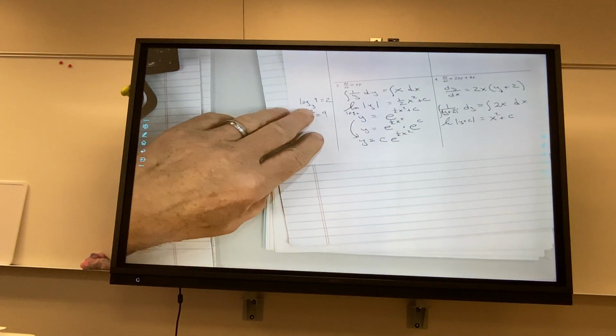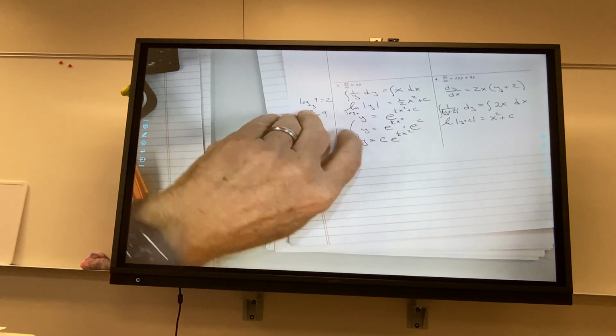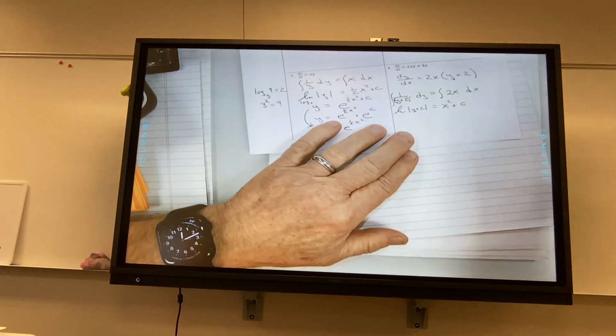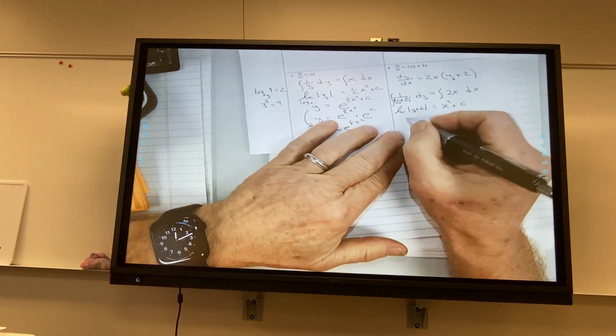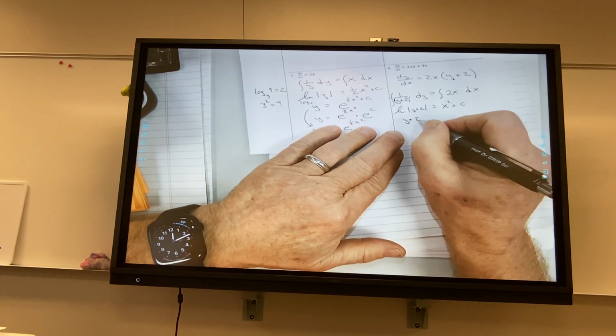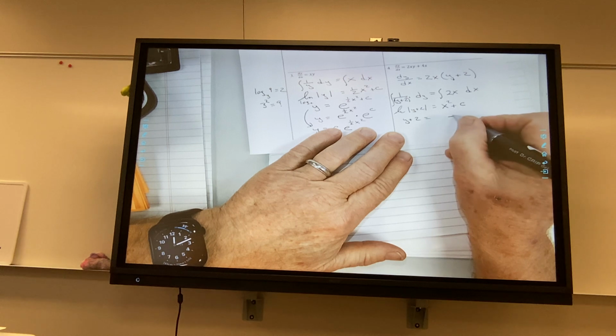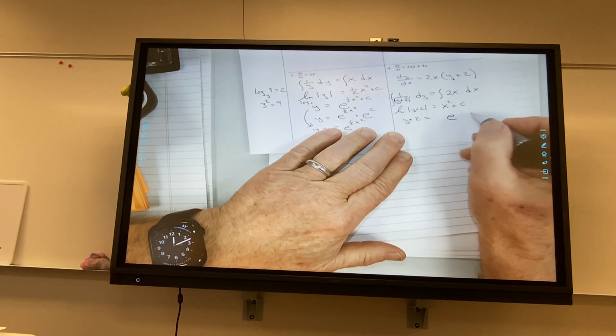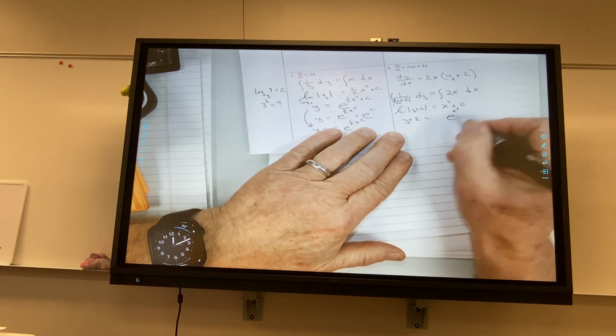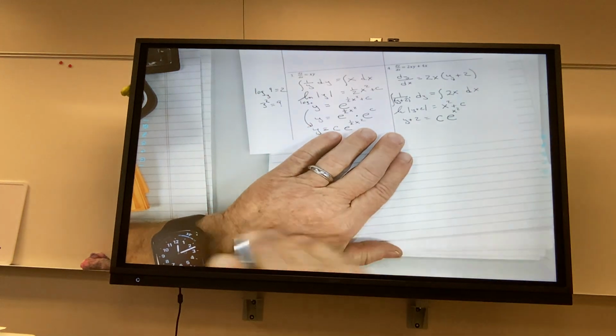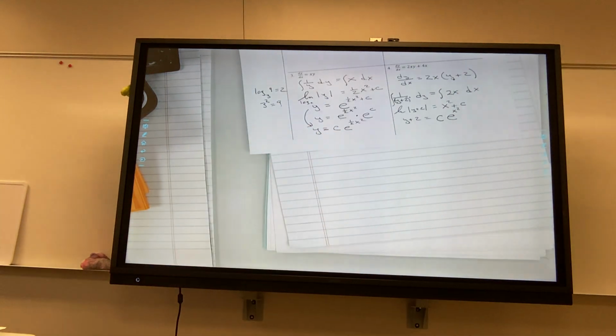All right, I see somebody nodding, that's a good sign. Let's keep going. What am I going to do here then? Y plus 2 is equal to what? E to the x squared plus c. But you could also put c in front. Can I do that? Yeah, it just saves me room.